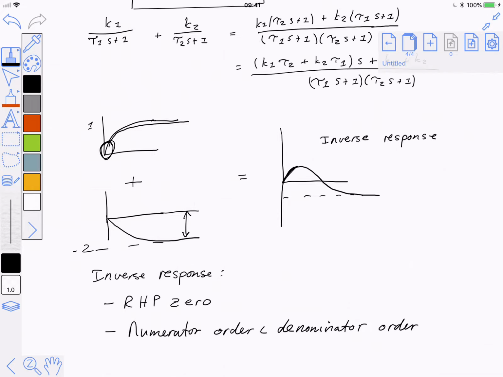An important thing to note while I've got this up is I expect you to be able to do this both ways. In other words, I expect you to be able to look at a transfer function and predict whether inverse response has happened by calculating the roots of the numerator. And I also expect you to do this by looking at a response and recognizing inverse response from a sketch, and then inferring that one of the numerator roots must be negative. So both of those I expect you to be able to do.